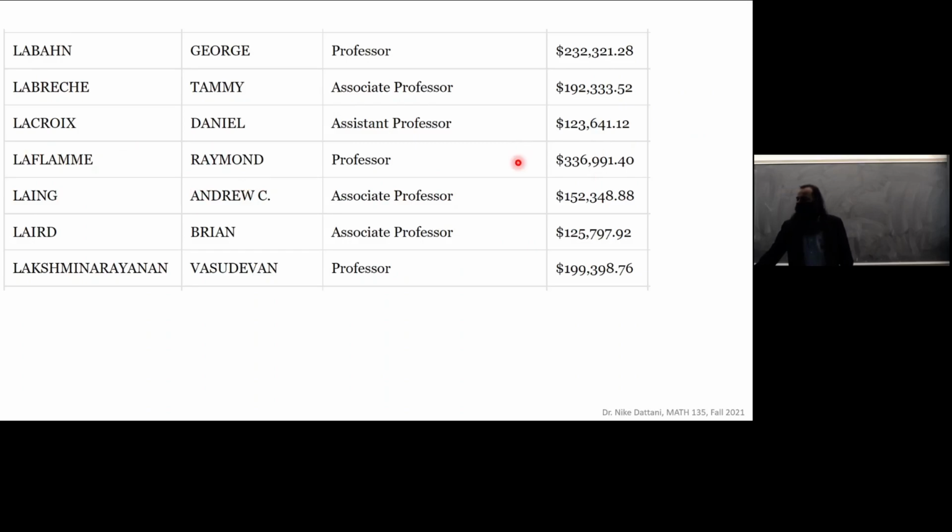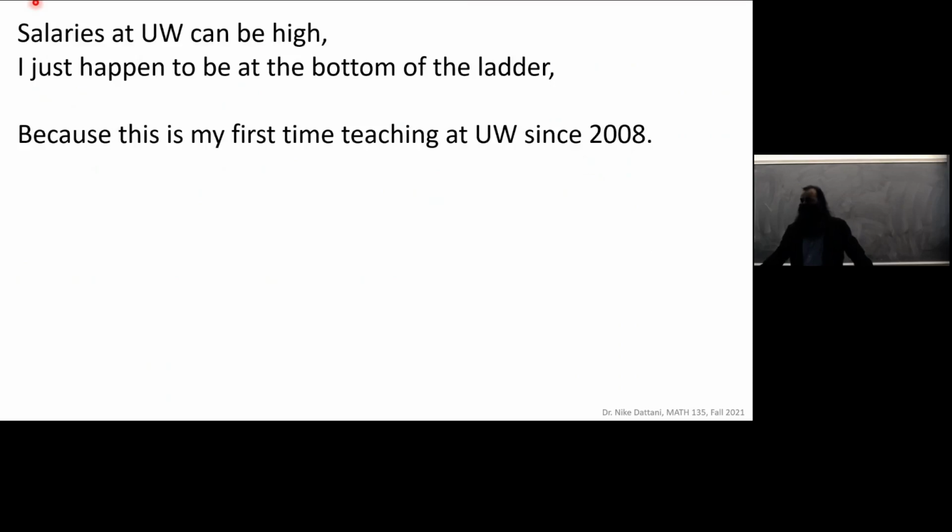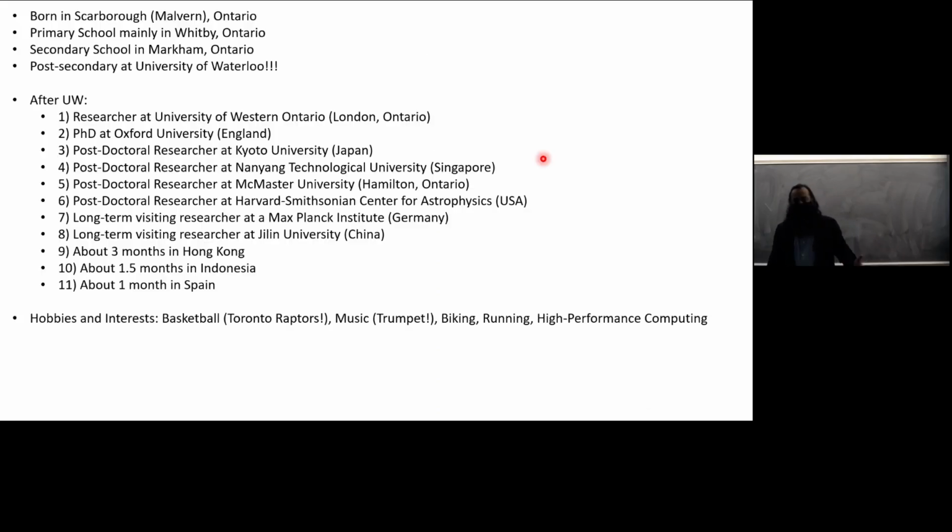Okay, and he's not even the highest earning professor at the University of Waterloo. So it is possible to get a high salary here at UWaterloo. Salaries can be high. I just happen to be at the bottom of the ladder, right? Because I'm just new here. I just came back after more than a decade away, and this is my first time teaching at UW since 2008. So I've started at the bottom.